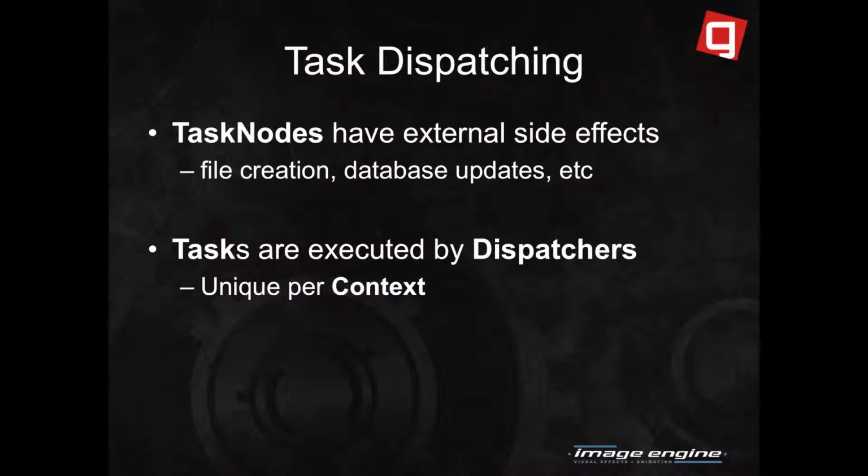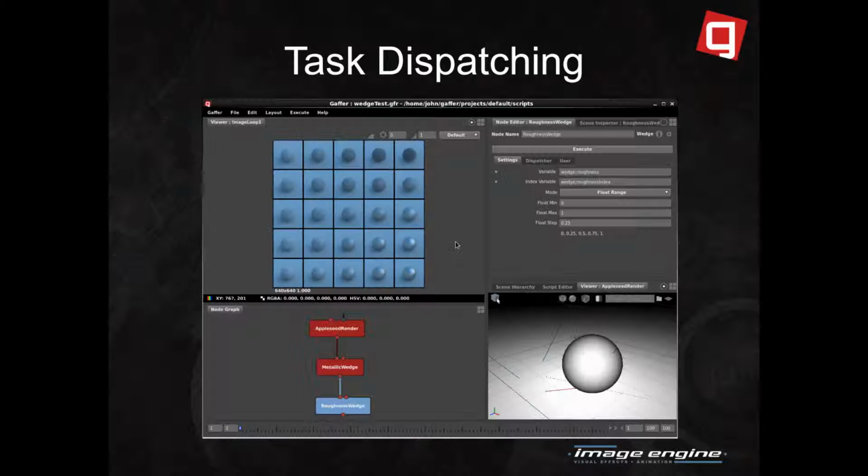So viewing scenes is all well and good, but you probably also want to generate some pictures and store them somewhere on your file system. So this is where the Gaffer dispatch module comes in. It provides the concepts of tasks and execution dependencies, which are, again, unique per context. So here's an example of an Appleseed render and 2 wedge nodes. The wedge nodes modify the context of the render, so one submission of this graph generates 25 unique images.